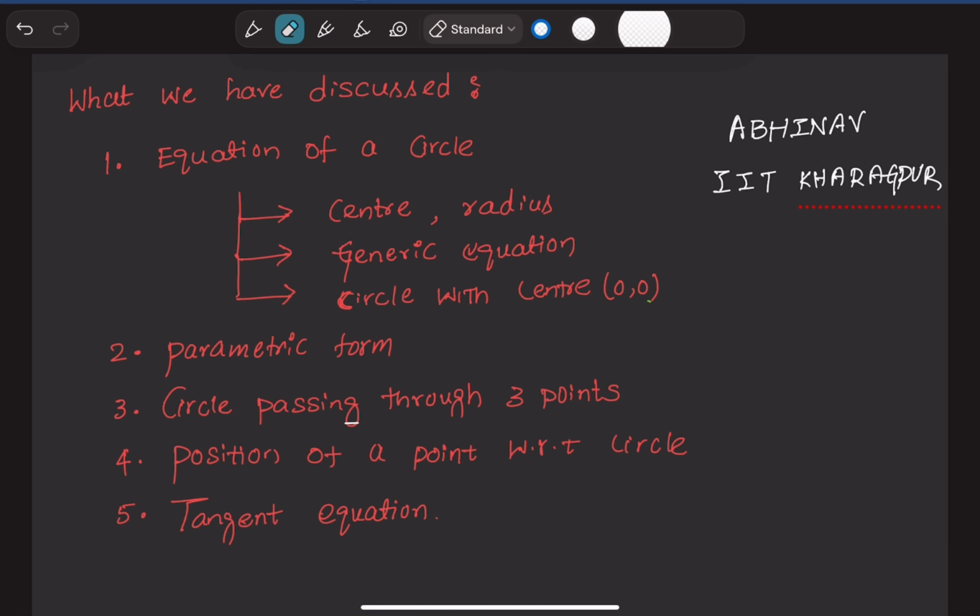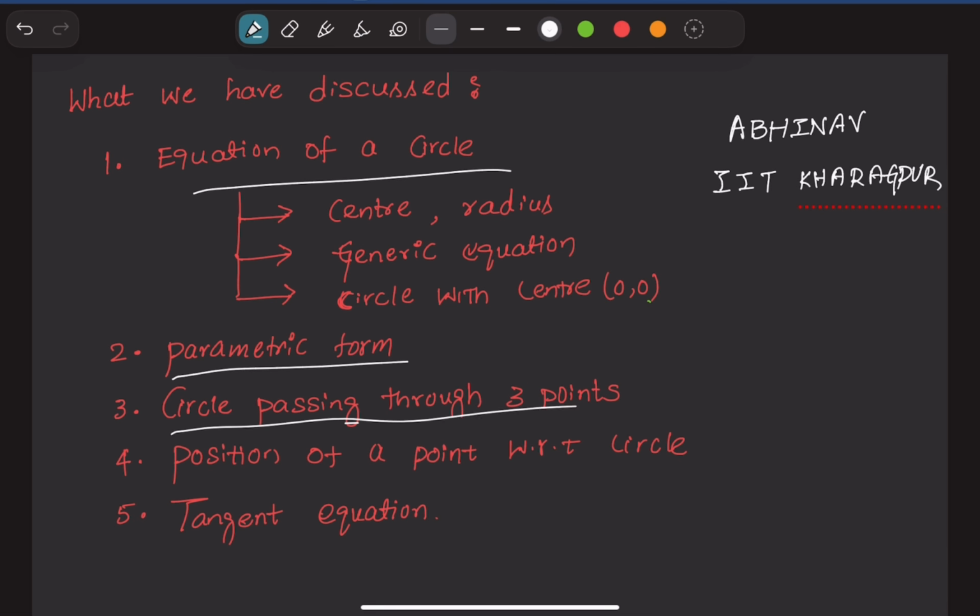In the last episode, we discussed the equation of the circle in different forms and the parametric form of the circle, the equation of the circle passing through 3 points, position of a point with respect to a circle, and the equation of tangent to the circle. We also discussed the equation of the circle when the endpoints of the diameter are given. So we have discussed all these concepts in episode 1. If you have any doubt in those concepts or if you have missed them, you can always go back to episode 1 and take a look.